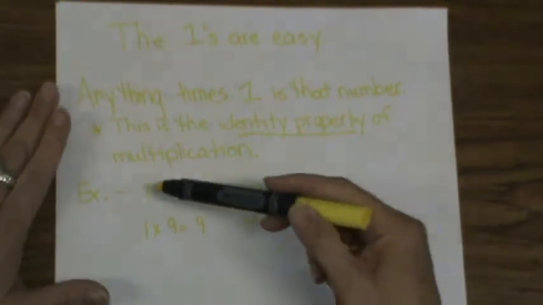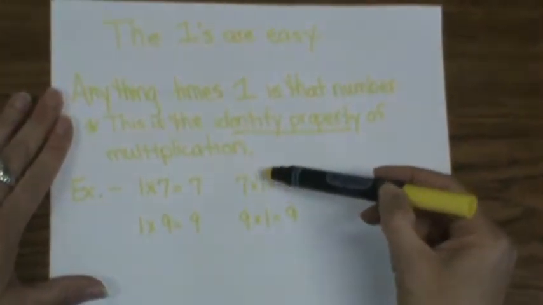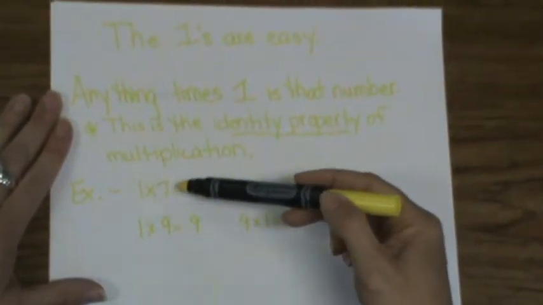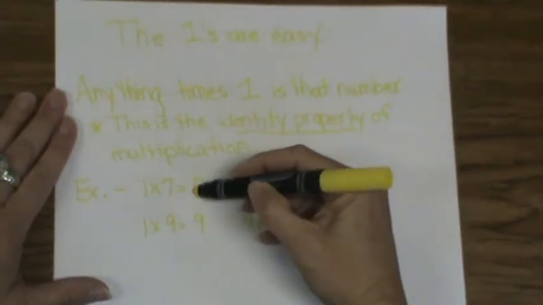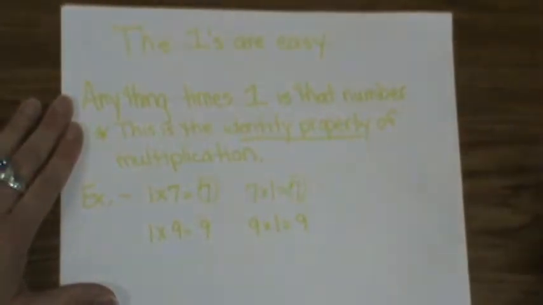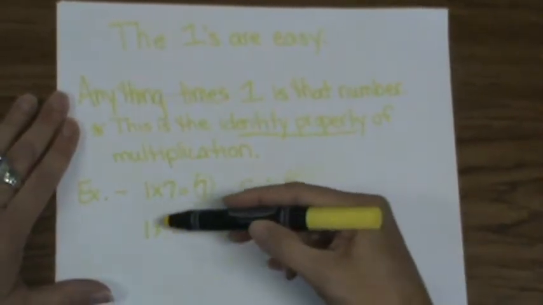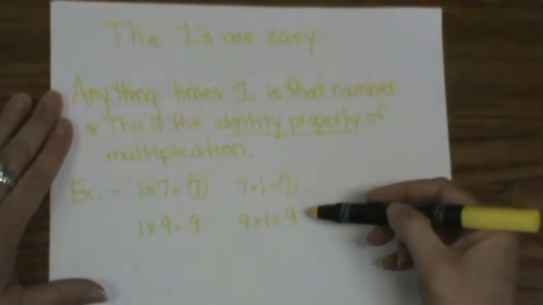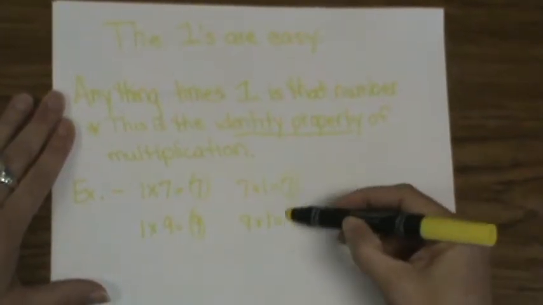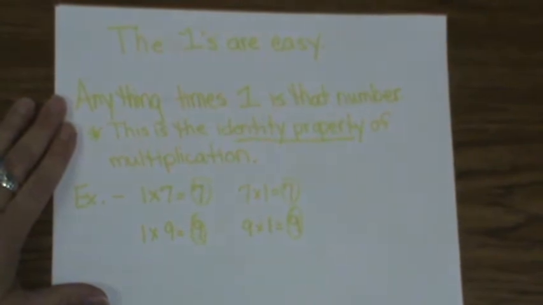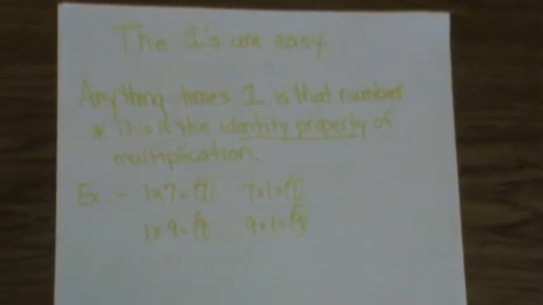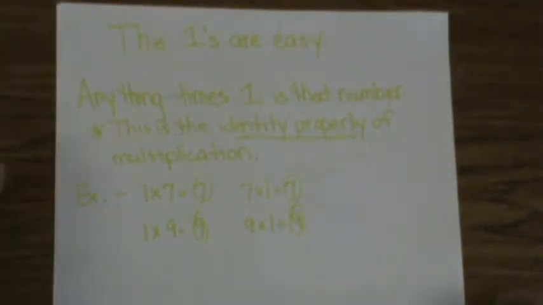And you can see here I have flipped the order of my factors, 1 and 7, but my product is the same. Both times I get 7. I flip the order of my factors in 1 times 9 to 9 times 1, but my product is still the same. So the ones are easy. Any number times 1 is going to give you that number.